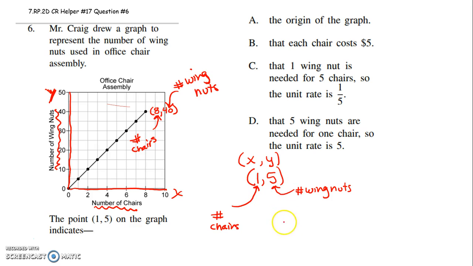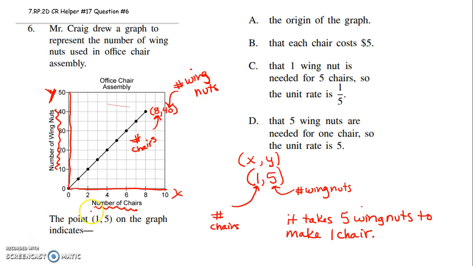So if I look at this, this means it takes 5 wing nuts to make 1 chair. That's what that means. It takes 5 wing nuts to make 1 chair.